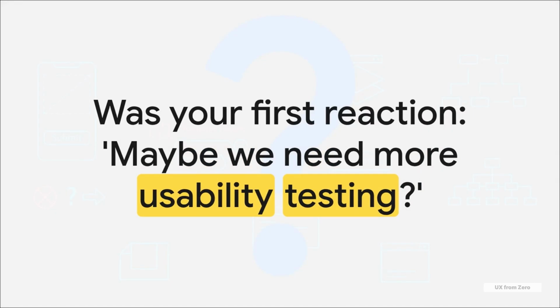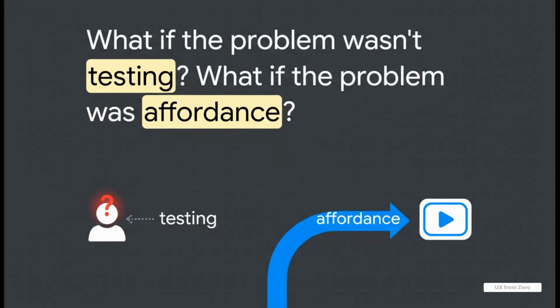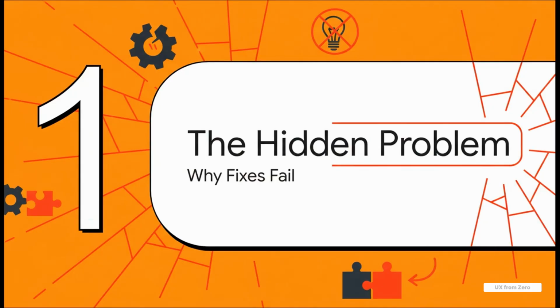And what's our first instinct as designers? It's almost a reflex, right? We think, okay, the user is confused. We need more usability testing to figure out what they're doing wrong. But what if we're jumping to the wrong conclusion? What if the problem isn't the testing at all? This whole program is built on a different idea. The problem isn't in the user, it's in the design's failure to communicate. The problem is affordance.